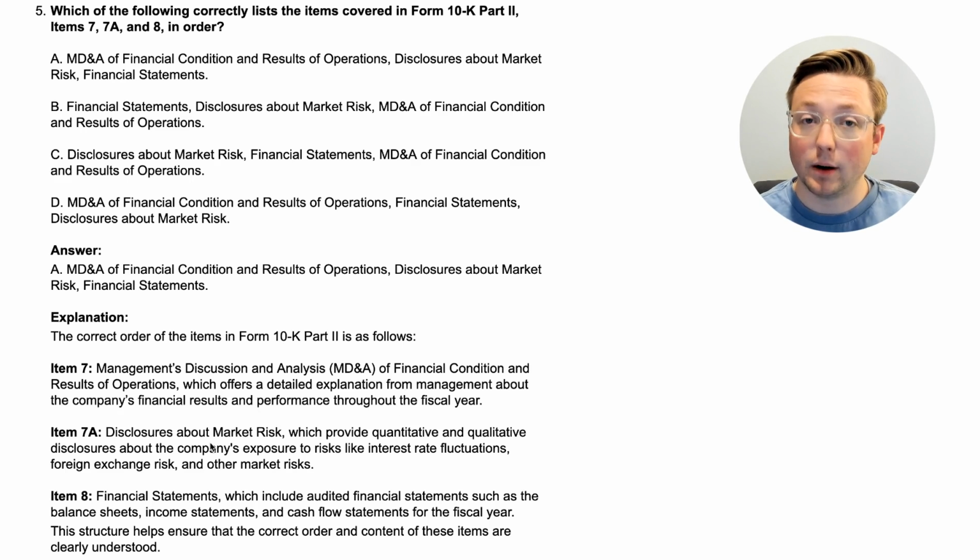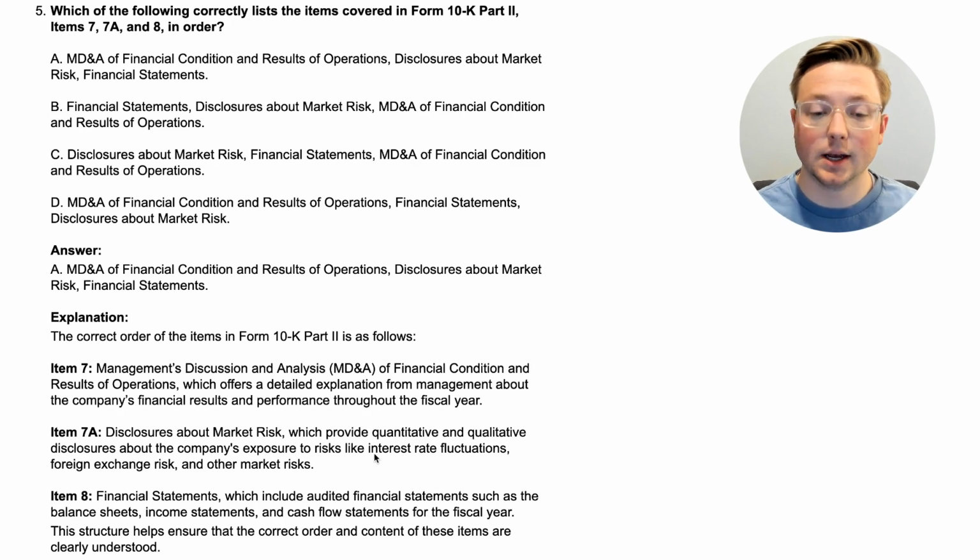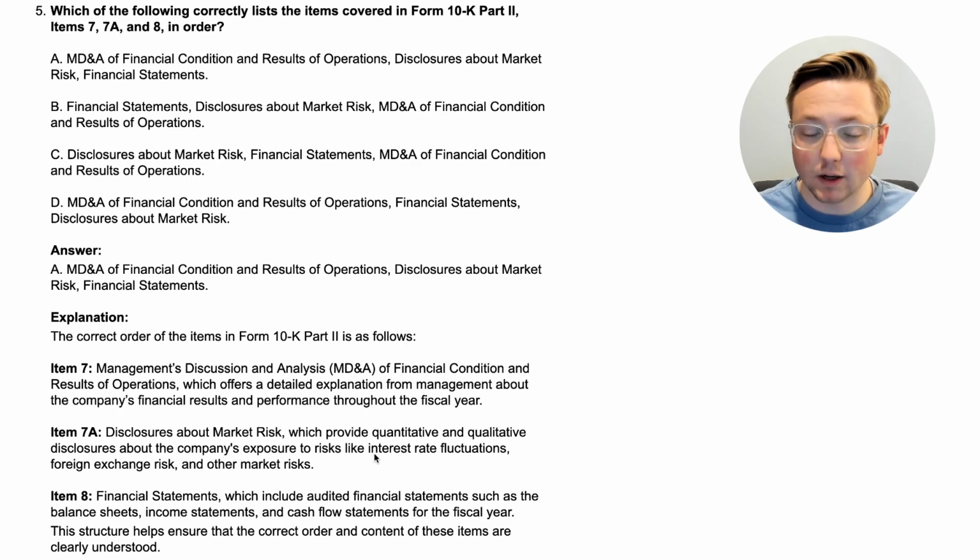Item 7A, about the market risk. This provides quantitative and qualitative disclosures about the company's exposure to risks like, again, interest rate fluctuations, foreign exchange risk, and other market risks. You're not going to need to know too much, not going to have to dive too deep into that. Mainly, you need to remember that item 7A is about market risk for the 10K Part 2. And then finally, item 8, this again is the financial statements, which include audited financial statements such as the balance sheets, income statements, cash flow statements for the fiscal year.